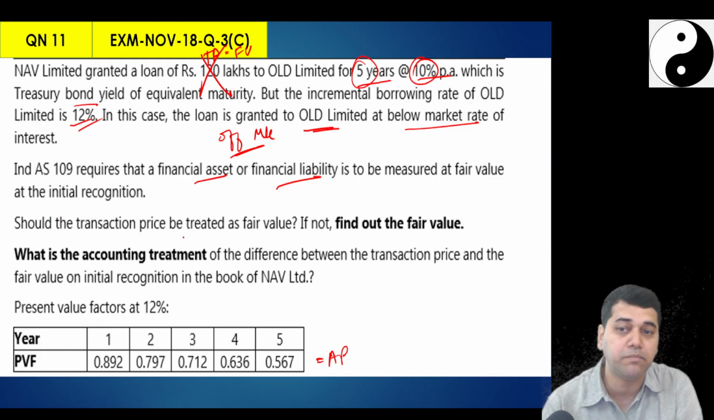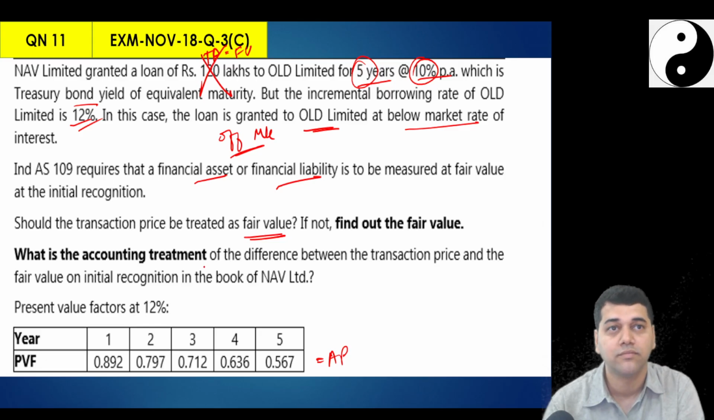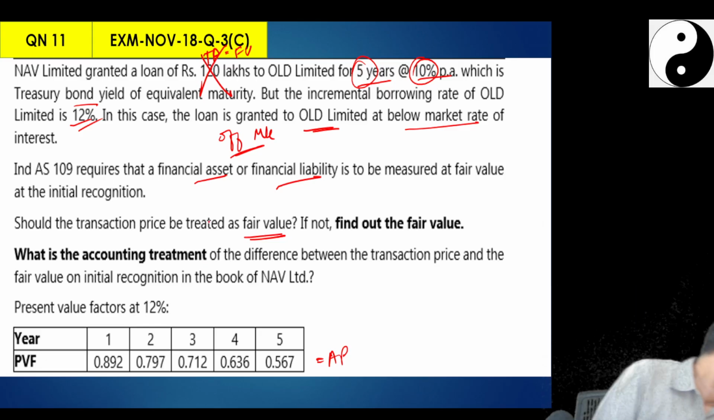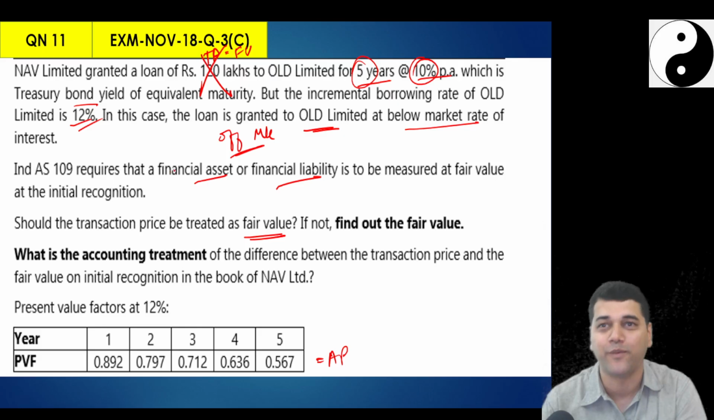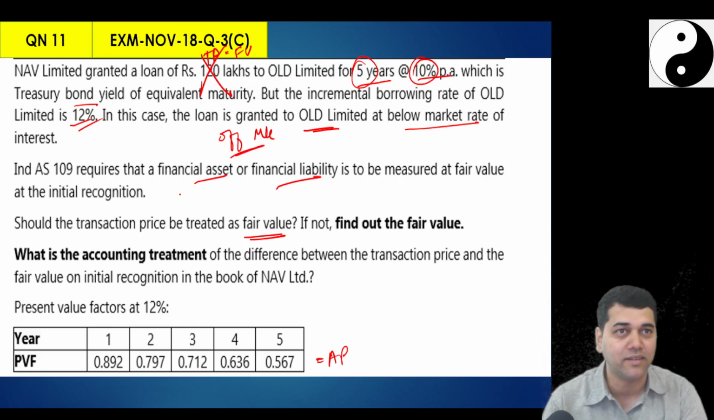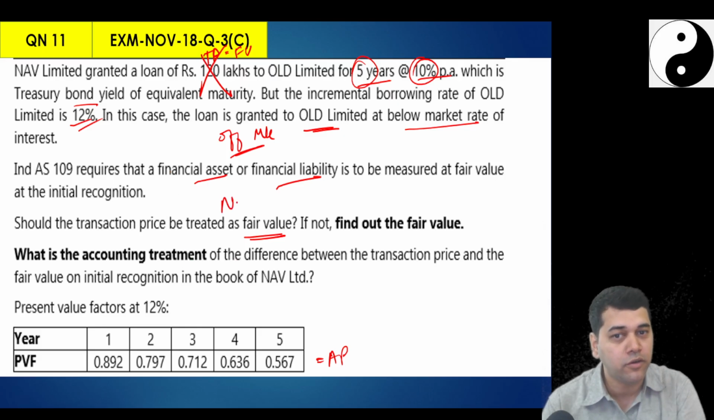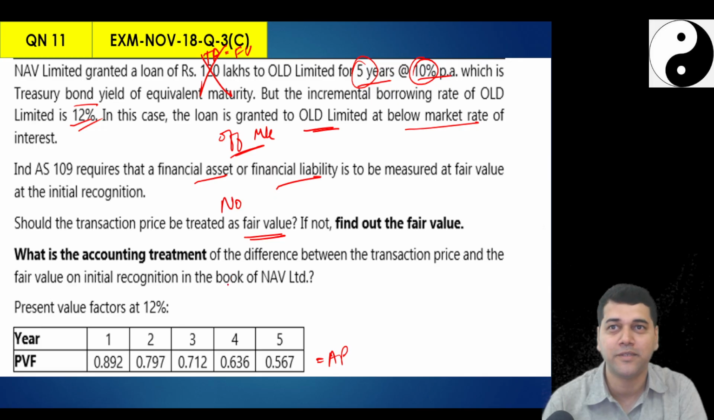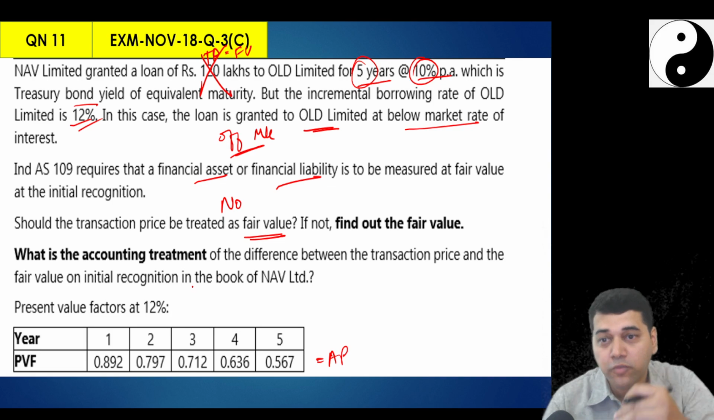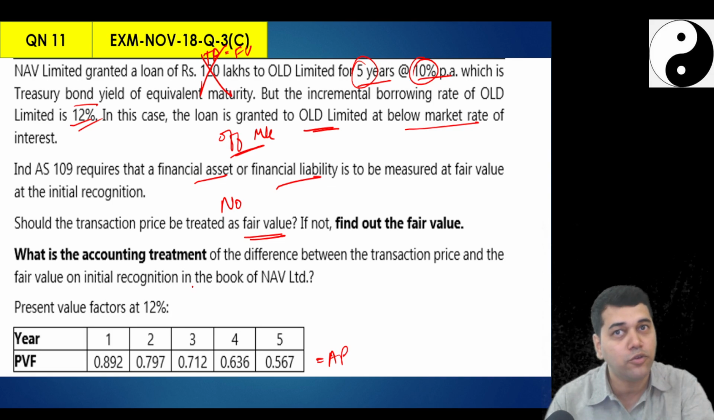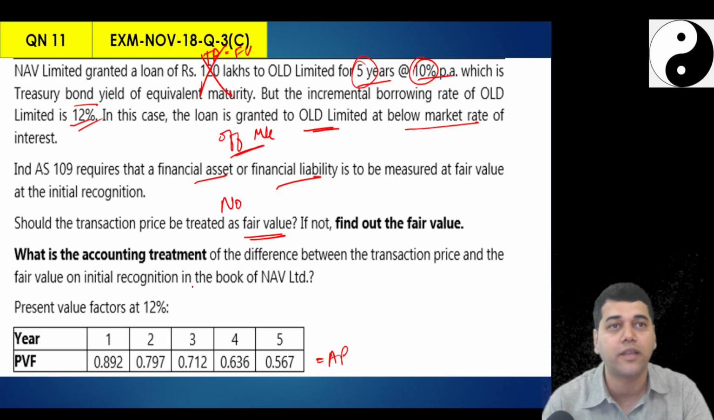Should the transaction price be treated as a fair value? No, that's the answer. That's the clarity. Now, will you just say no in the examination? You have to explain. See how they ask you the question. This is an examination question. You have to explain why. The answer is no, you understand it, but how do you communicate it? What will you tell?